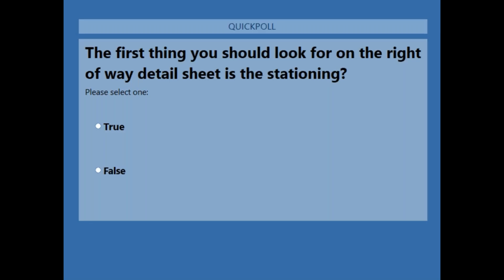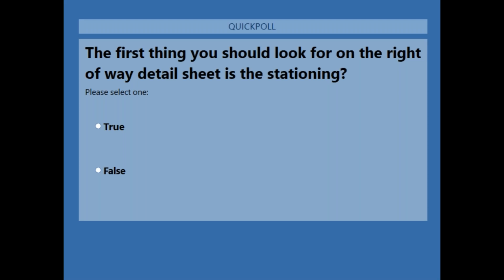Okay, I'm just going to go ahead and launch the first question. We can do them real quick. The first thing you should look for on the right-of-way detail sheet is the stationing. True or false? And they're voting quickly. That's good.